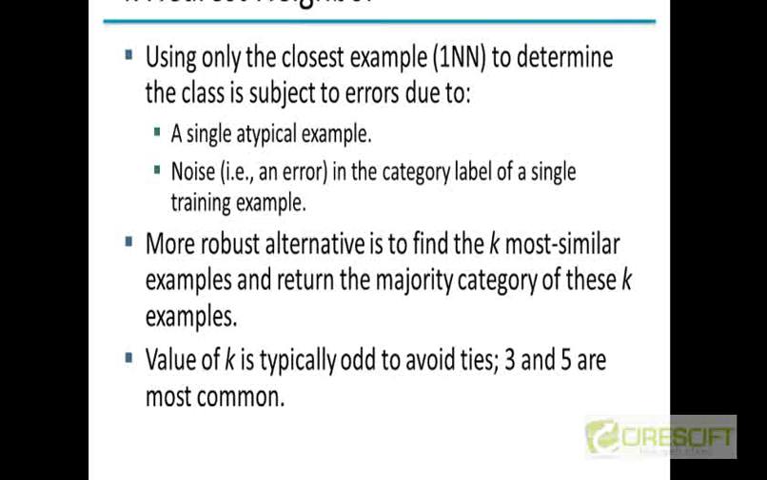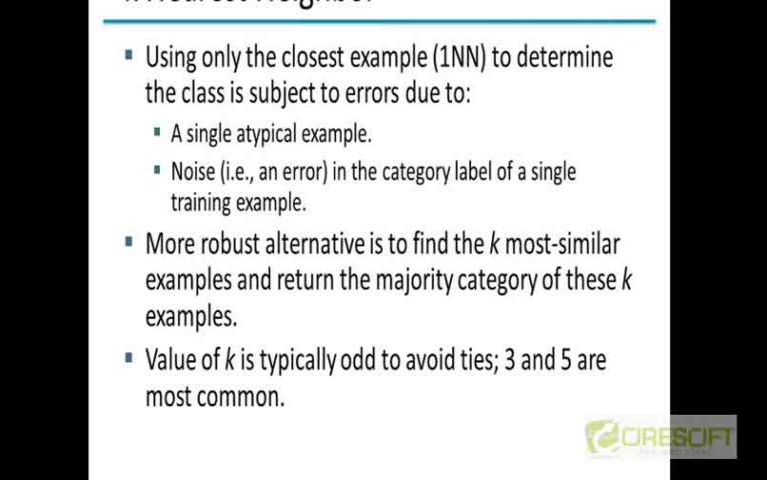Because recall that the training examples are all created by humans. So sometimes there could be occasional errors, and if you use one nearest neighbor, then you will be more susceptible to such errors. But a more robust alternative is to find the k most similar examples where the value of k is greater than 1 and return the majority category. Now it makes sense to choose an odd value for k if you have only two classes, because then there cannot be a tie. If there is a tie, you just break the ties arbitrarily because there's no way to favor one class over another class.